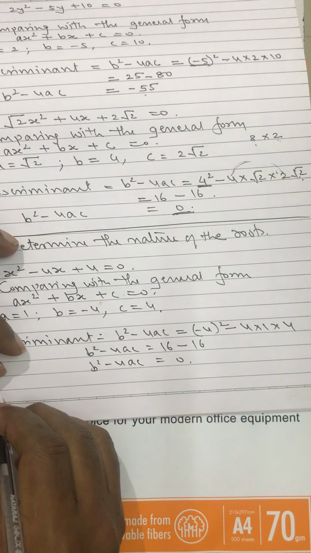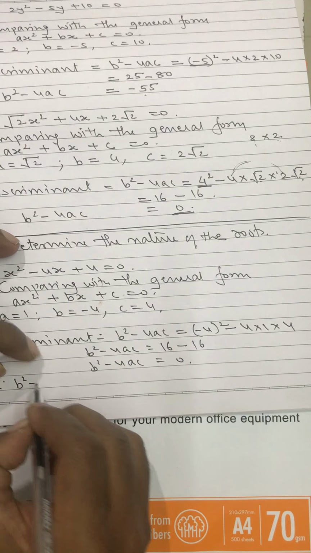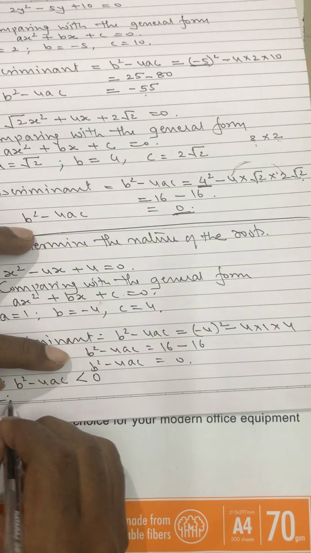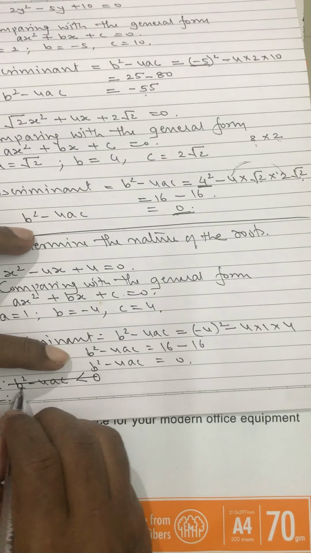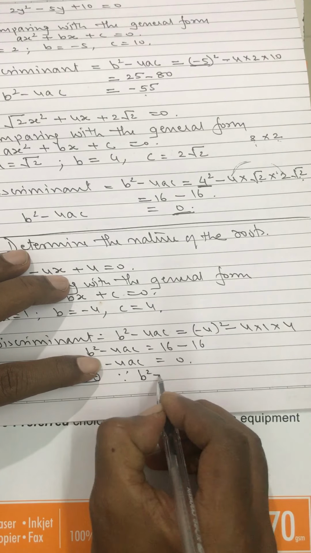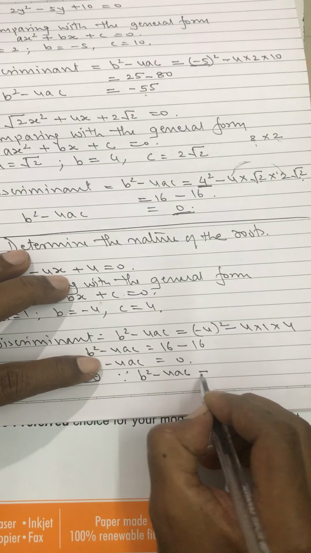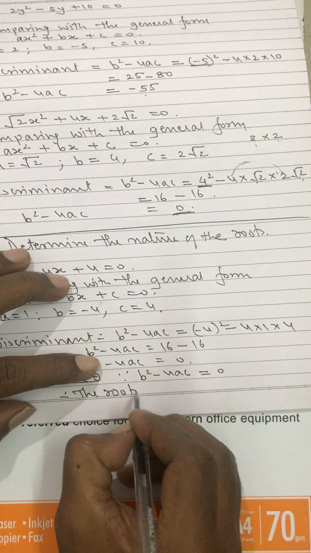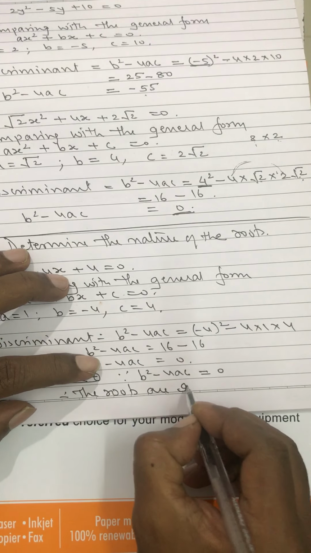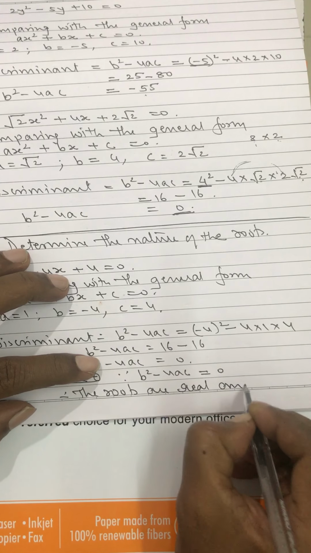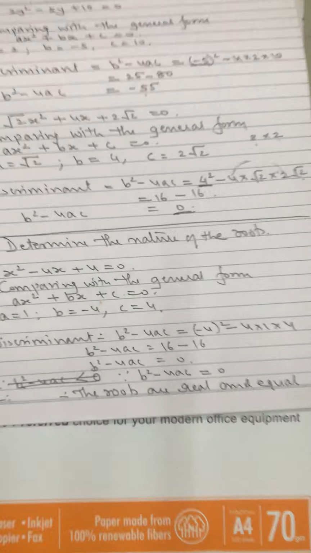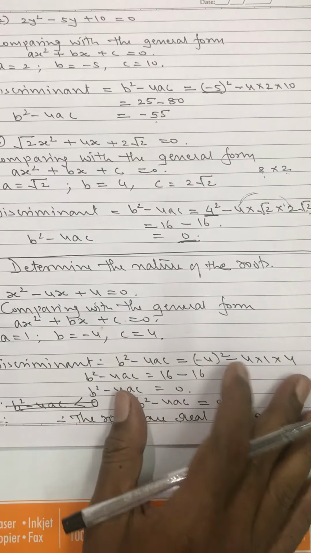Now you will tell, since b² − 4ac is less than 0, therefore is equal to 0, I'm sorry. Since b² − 4ac is exactly equal to 0, therefore the roots are real and equal. That's all, my dear students. Hope you all are getting this.